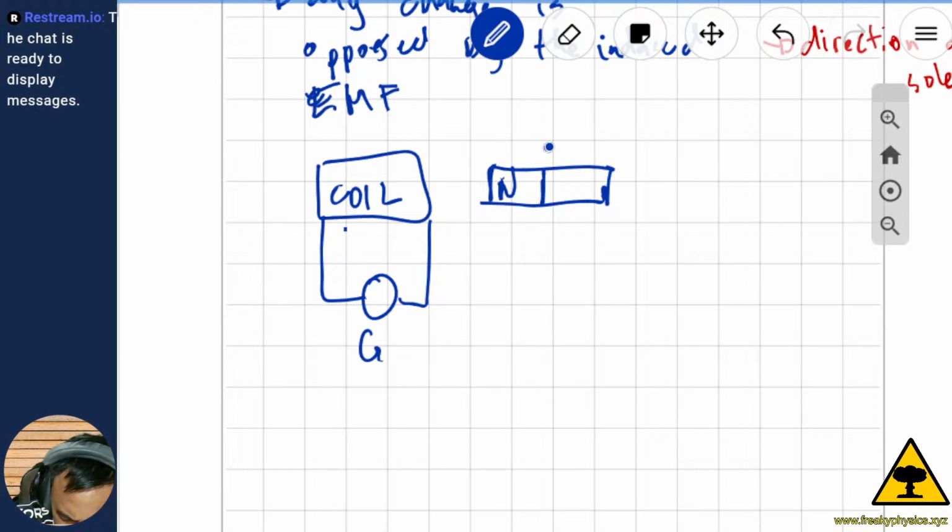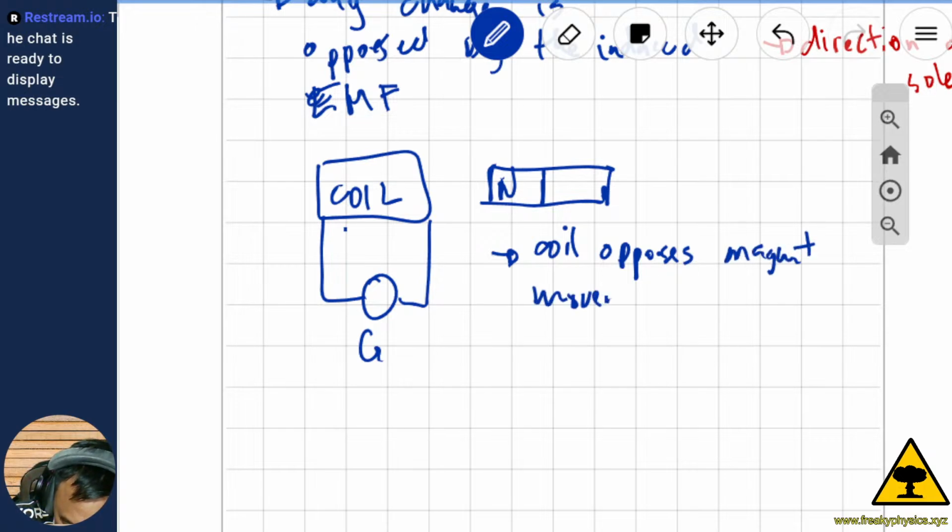Now, the way I would ask you to do it is this: the coil opposes magnet movement. Let's just do it like that first, okay? It will always oppose the magnet movement. I'm not saying that it will oppose the poles. It's gonna oppose the movement, okay?